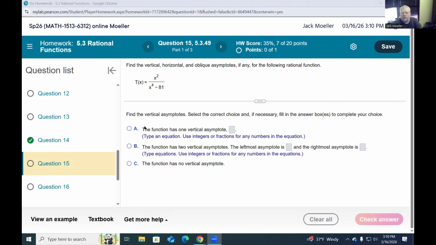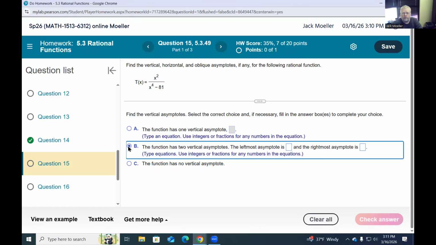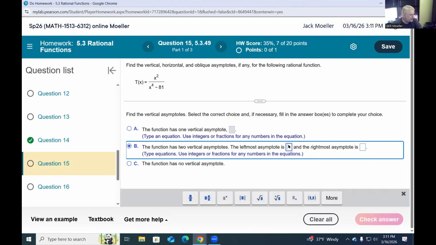All right, so it now has 2 vertical asymptotes. Now notice either 1 or 2 or none, so there is no option for 4. Right? So the leftmost is x equals -3. Again, don't forget the x equals. This is a vertical line. Right one is x equals 3.